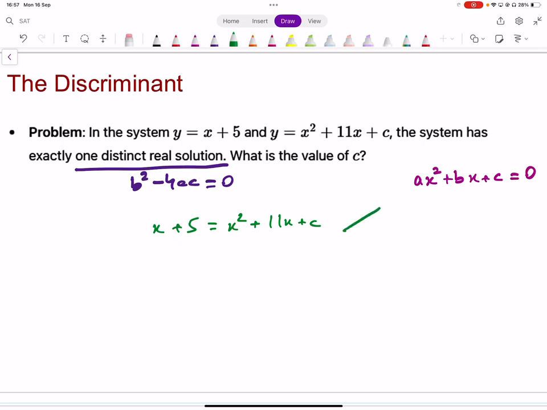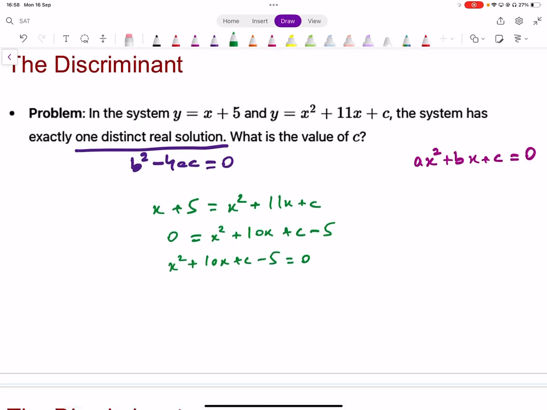Now we convert it to the standard form, ax squared plus bx plus c equal to 0. Take all terms to one side and have only 0 on the other side. What does that become? x squared plus 11x minus 1x, that's 10x, plus c minus 5 equal to 0. This is what we have: x squared plus 10x plus c minus 5 equal to 0. And now we know this equation is supposed to have only one solution. Since it's supposed to have one solution, b squared minus 4ac is equal to 0.